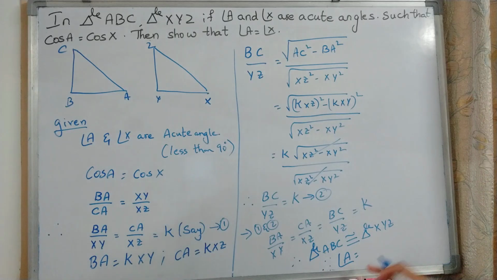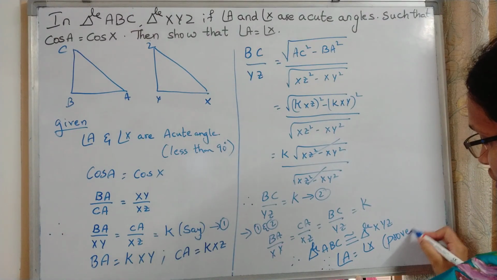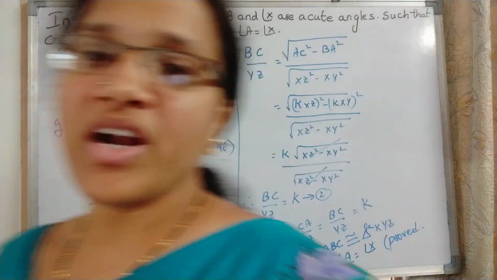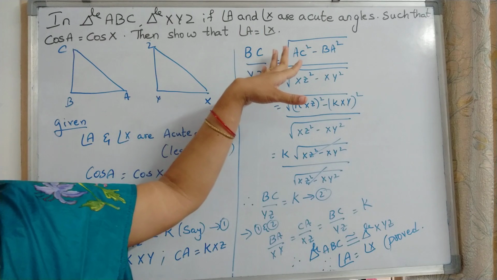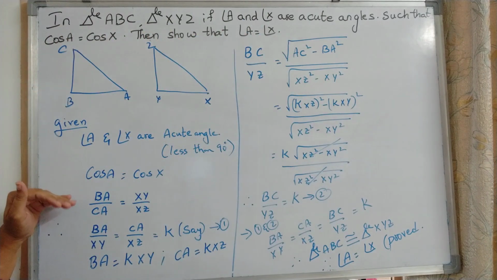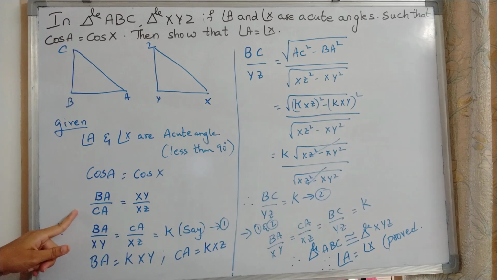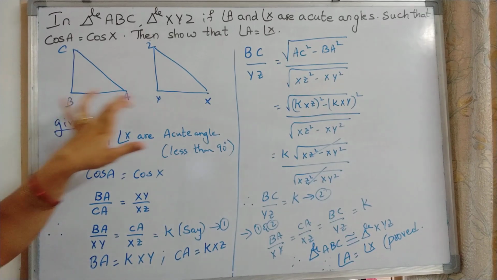So angle A is equal to angle X, which is proved. So did you understand the theme, children, here? Did you understand why? How did I prove that angle A equal to angle X? I took two triangles and I wrote what is given here, wrote the trigonometric ratios and changed a little bit of the trigonometric ratios into the congruent sides.